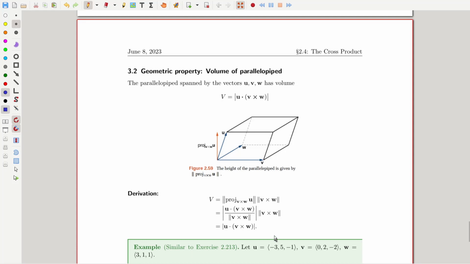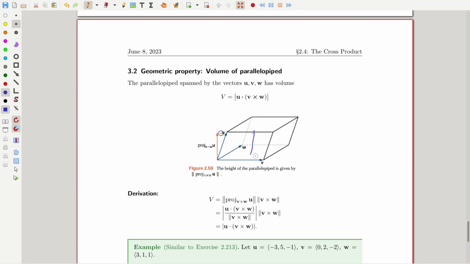Here I copied how you would think about deriving the fact that this measures the volume of this geometric object. The idea is that it's just base times height. The base is a parallelogram, and as previously mentioned, the area of a parallelogram can be computed using the cross product. It's the magnitude of the cross product, so that's v cross w. And then the last thing we need is the height of this parallelepiped.